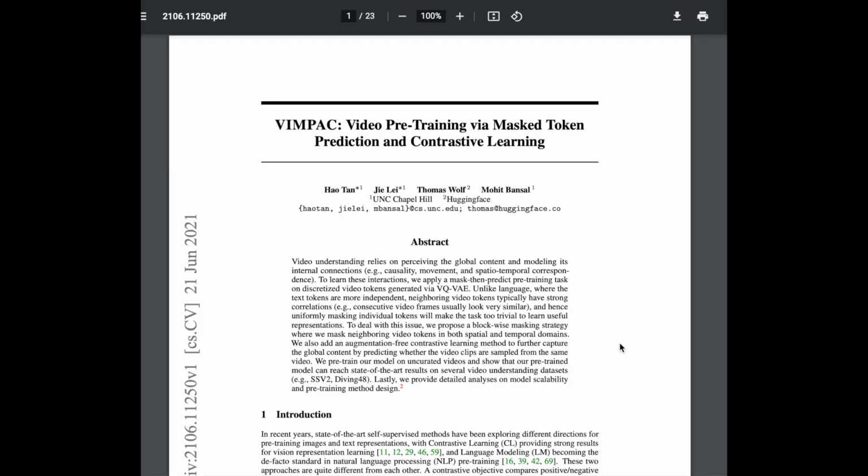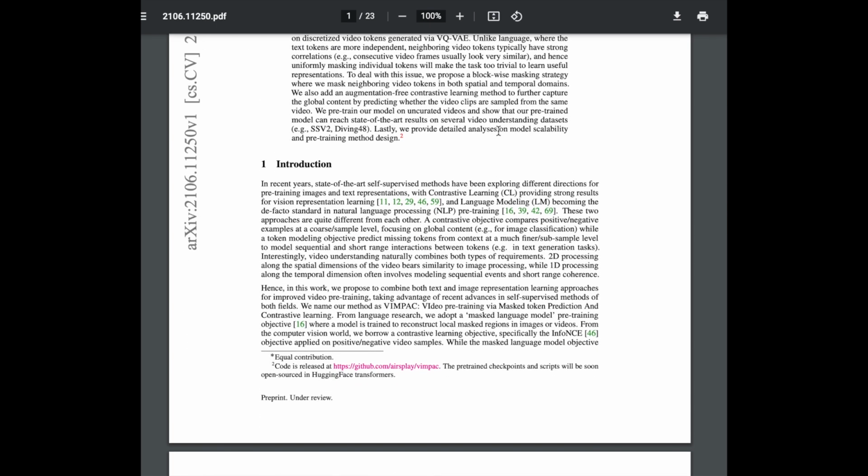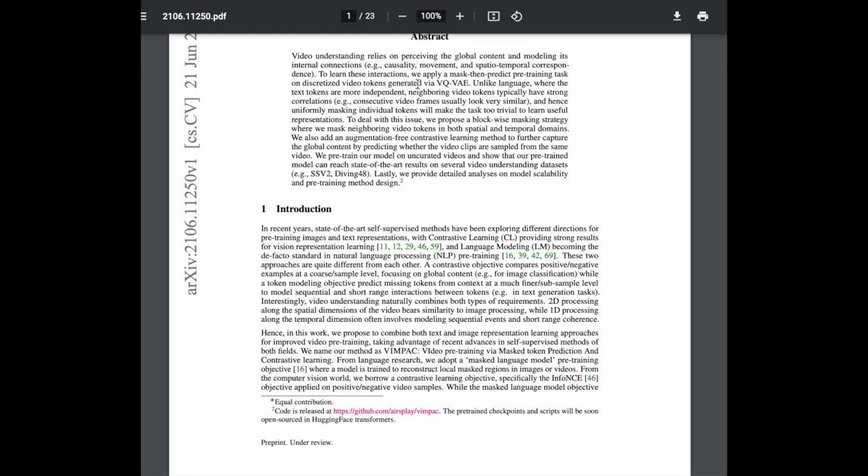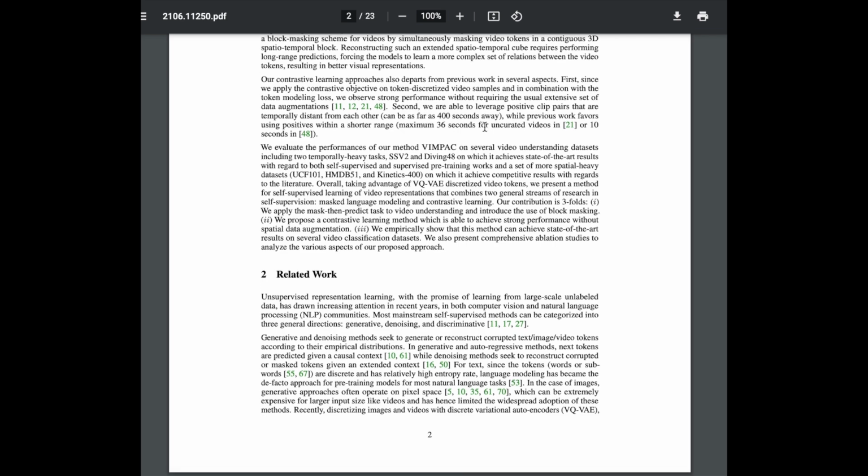In the scope of how to train vision transformers, we also have some new strategies emerging for how to do self-supervised representation learning with these vision transformers, and overall the scope of self-supervised learning for computer vision. So this paper, VIMPAC, Video Pre-Training via Mask Token Prediction and Contrastive Learning, is using the visual tokens generated from a vector quantized variational autoencoder to facilitate this task of video representation learning.